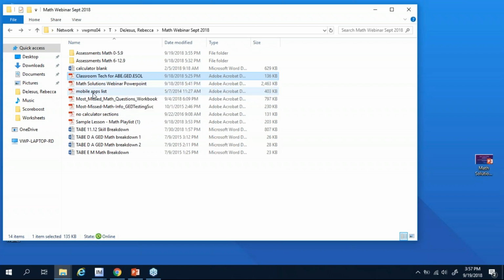You got the PowerPoint for today. You have a list of mobile apps, which is kind of the same as the list of tech resources. It's just if you've got those students that are only using their phones, some of these apps may help you.